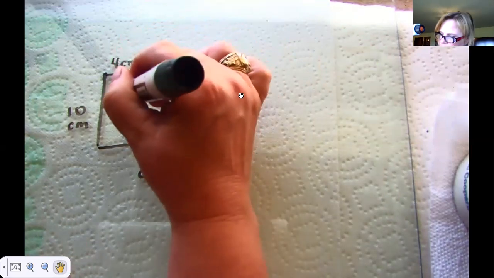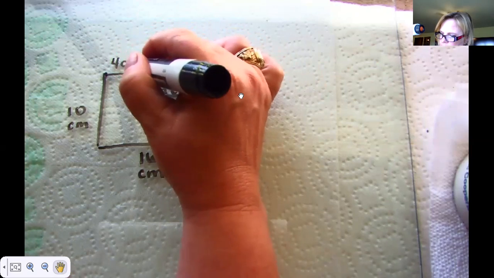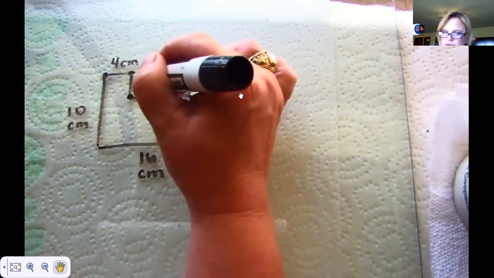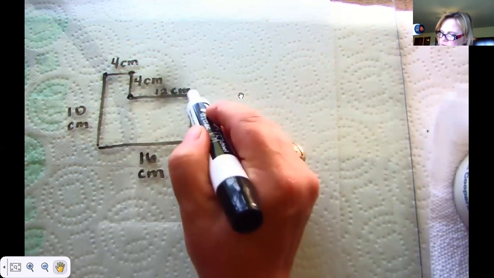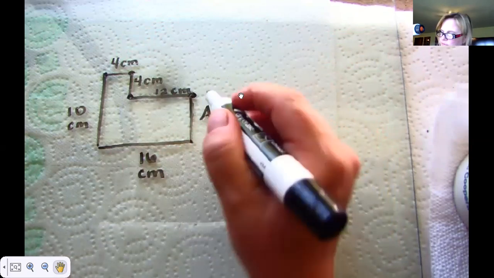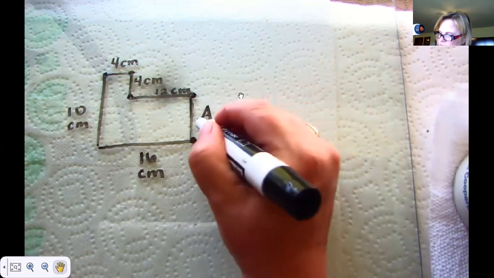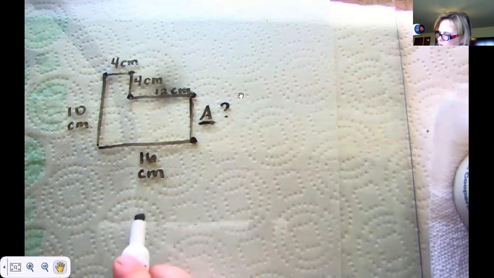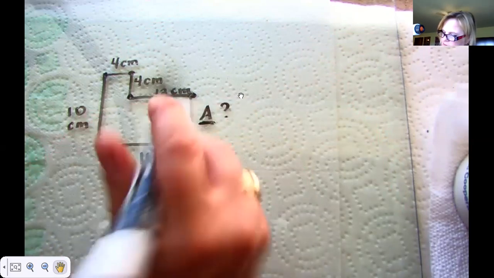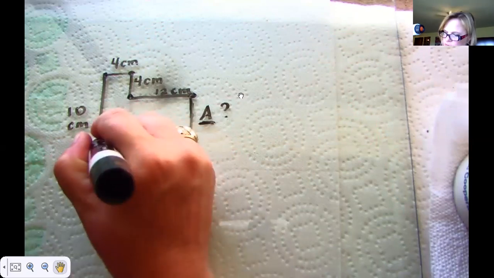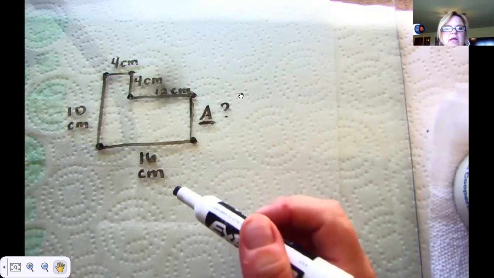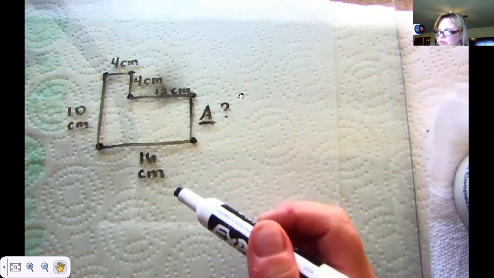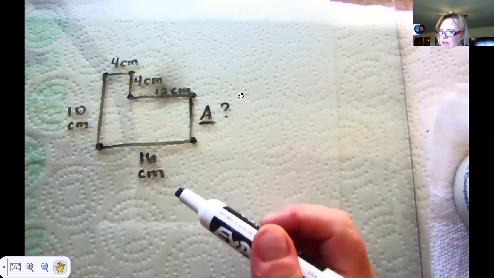Okay, from here to here is also 4 centimeters. Then from this point to this point is 12 centimeters. From this point to this point, we don't know. That's what we're looking for. From this point to this point is 16 centimeters, and from this point back up to this point is 10 centimeters. Okay, now your two-dimensional shape attributes are going to come into play here.